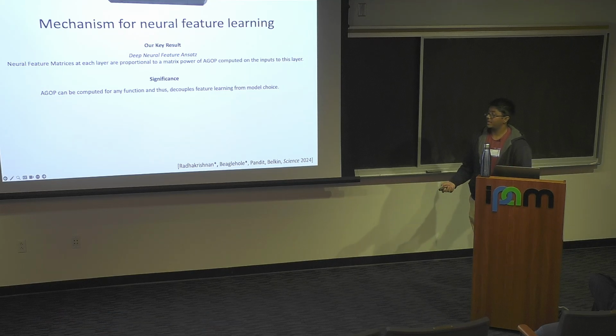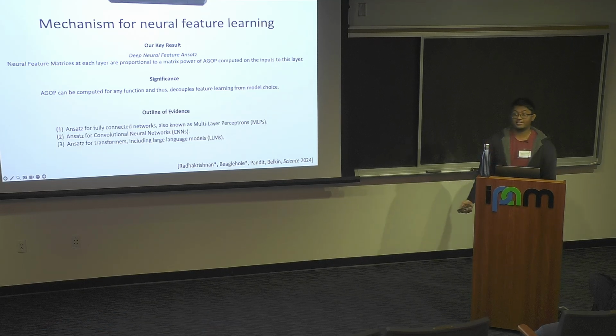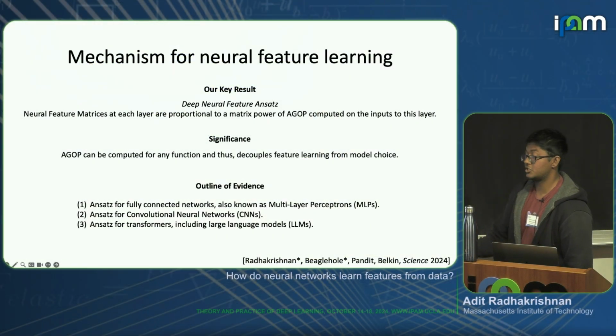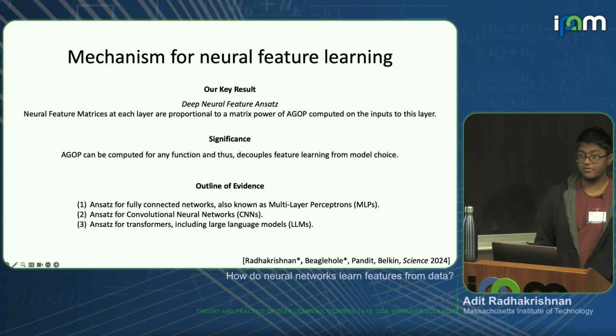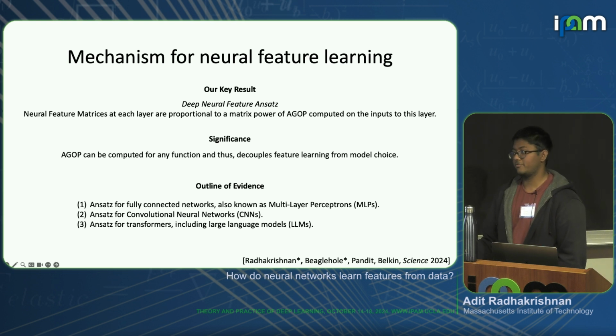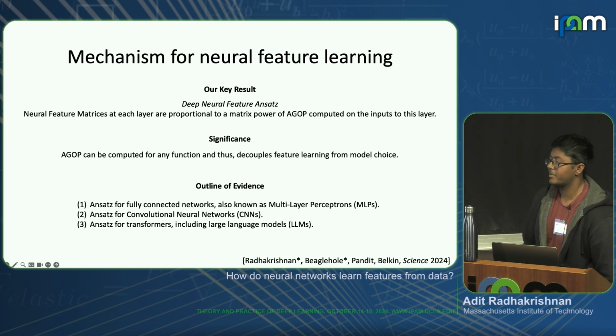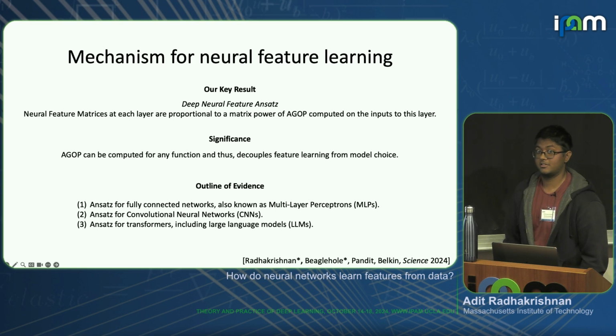Okay, so what I'm going to do now is outline evidence for this claim first. The first portion of this talk is going to show what the ansatz actually looks like for fully connected networks, convolutional nets, and transformers, and what features we actually find with the AGOP in all of these cases. Any questions so far?